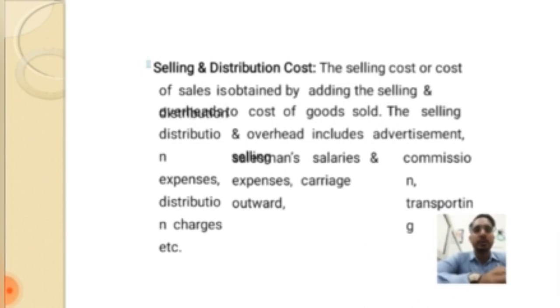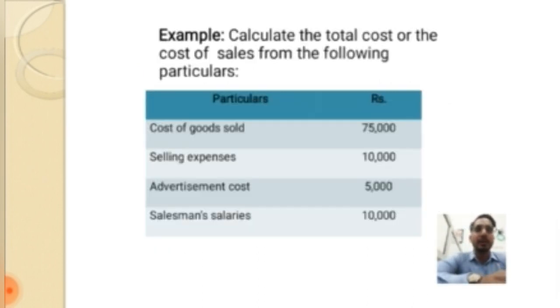The selling and distribution overhead includes advertisement, selling cost, salary and commission expenses, carriage, distribution overhead, transportation charges, etc. For example, calculate the total cost from the following particulars: cost of goods sold, selling expenses, advertisement cost, and salesman salary. These are the different types of costs included in the cost sheet.